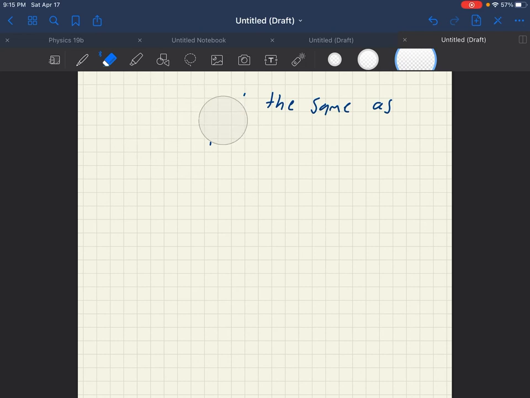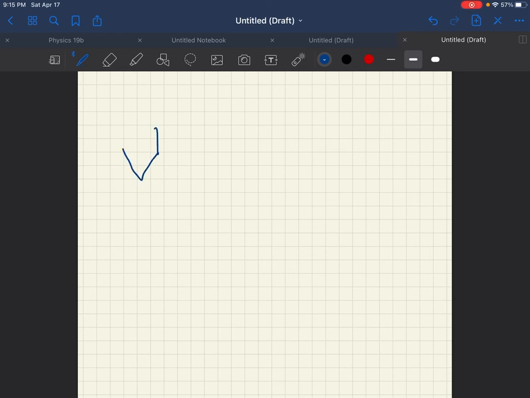So let me erase all this and let's do another practice problem of this real quick. So let's say we have something that looks like this. And we want to do RCO3H. And we want to then do MeOH.